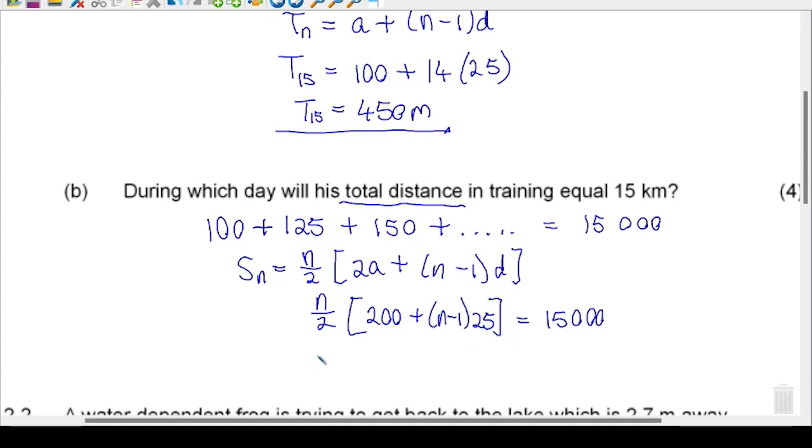Now we're going to solve for n here. Right, the simplest thing to do first up is to multiply both sides by 2. So we're going to get 30,000 on the right-hand side. And then we're going to multiply n into that bracket. So we're actually going to get 200n.